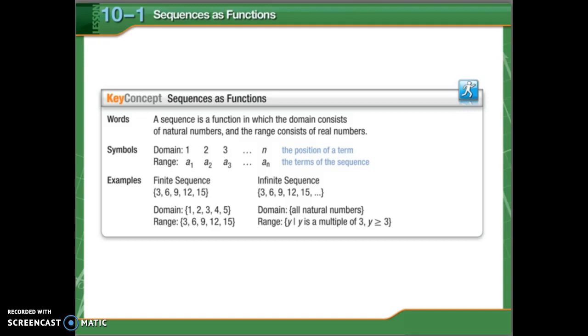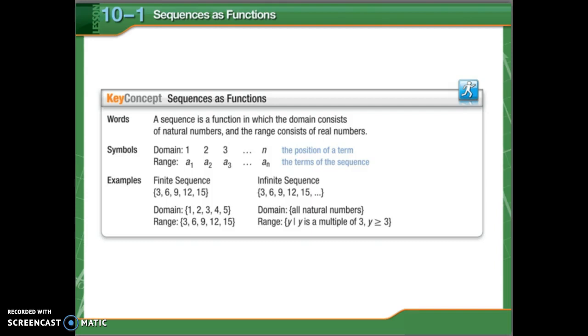All right, today we are in Chapter 10, Section 1, and we're going to be looking at sequences as functions. So the first thing we're going to start off with is a key concept, and it says that a sequence is a function in which the domain consists of natural numbers and the range consists of real numbers.